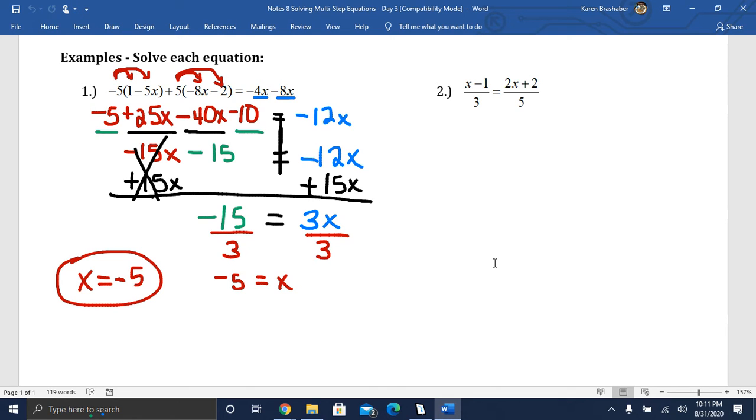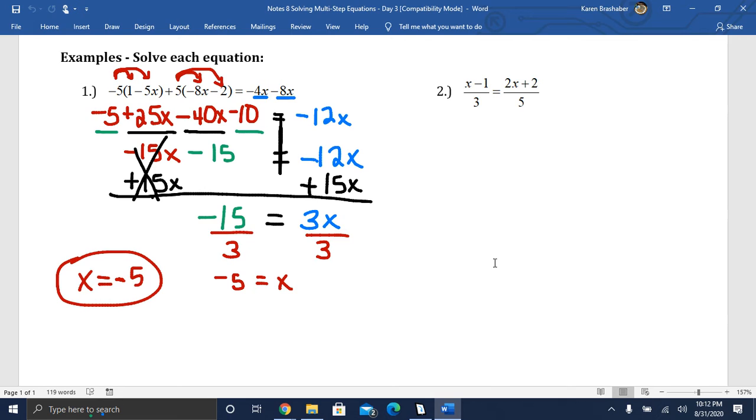All right, now your second problem is described in the written portion of your notes as a proportion. You have a fraction, you have an equal sign, and you have a fraction. So fraction, equal sign, fraction. And when you have that, that is called a proportion. And there is a method for solving proportions known as cross multiplying. But I want to show you why cross multiplying works based on what we've been doing.